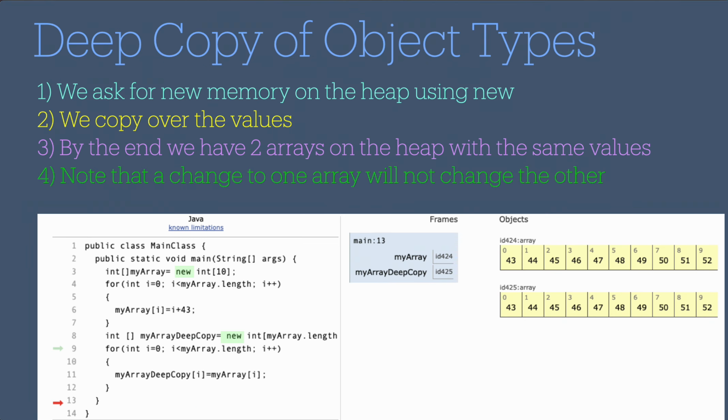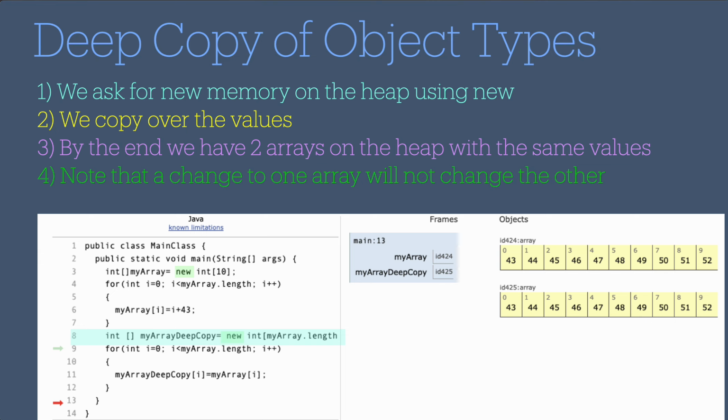So now that we've covered the shallow copy, we need to talk about how we actually do a copy where we have two different objects in memory and one is an actual copy of the other. They're not referring to the same object in memory. And so we have the following. The first thing is we have to ask for new memory on the heap using new. Okay, so if I have an array I want to copy over, in this case it's myArray, I first have to ask for new memory on the heap using new. And I do that right here.